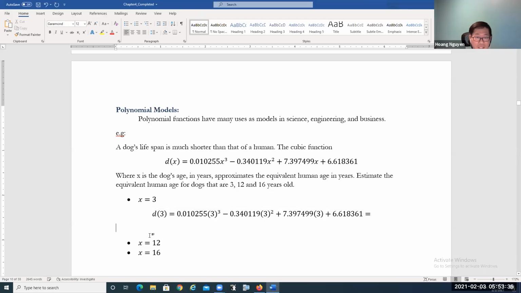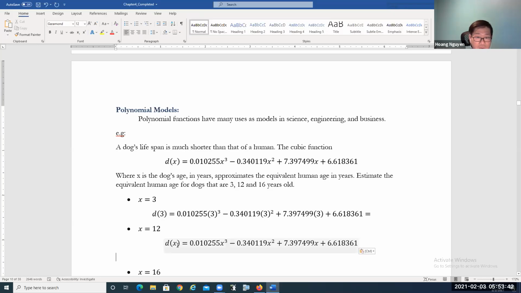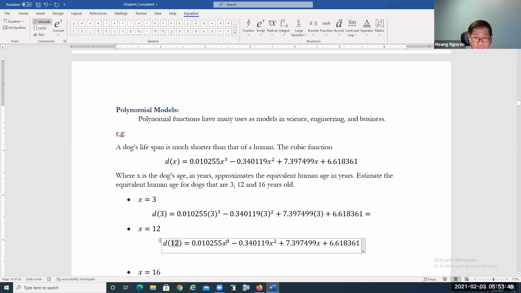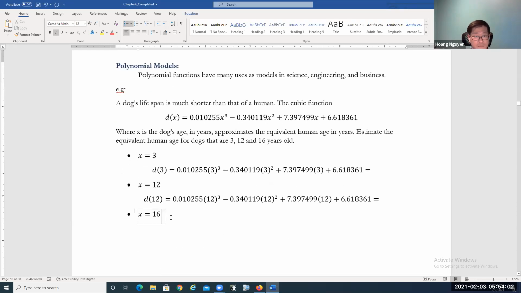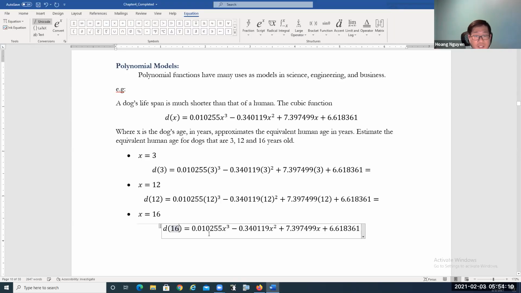Then a similar idea when x equals 12. You're going to use the same function, and we substitute x equals 12, so the input will be replaced by 12. Make sure that you have the calculator to try these questions, everyone, so you can get the answer more easily because the numbers are not nice. And same thing for the third case, x equals 16. We're going to use the same function, but now the input equals 16.